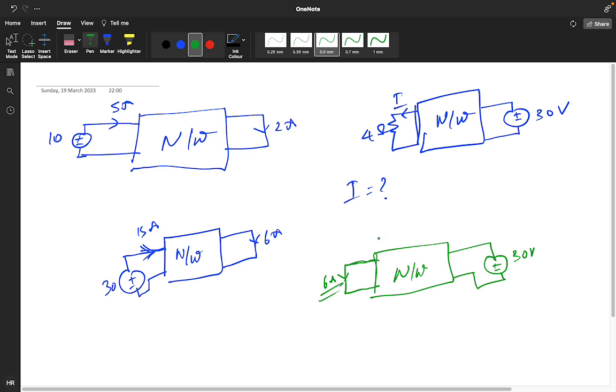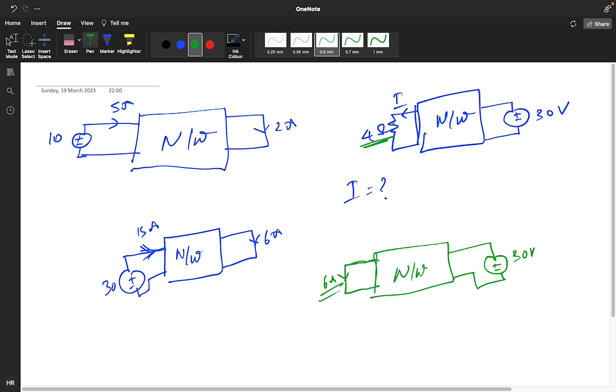But in the question, just check it. Here you are getting a 4 ohm, right? This particular one is a resistor, a 4 ohm resistor, but here there is no resistor. So how will you make these things as a 4 ohm resistor?